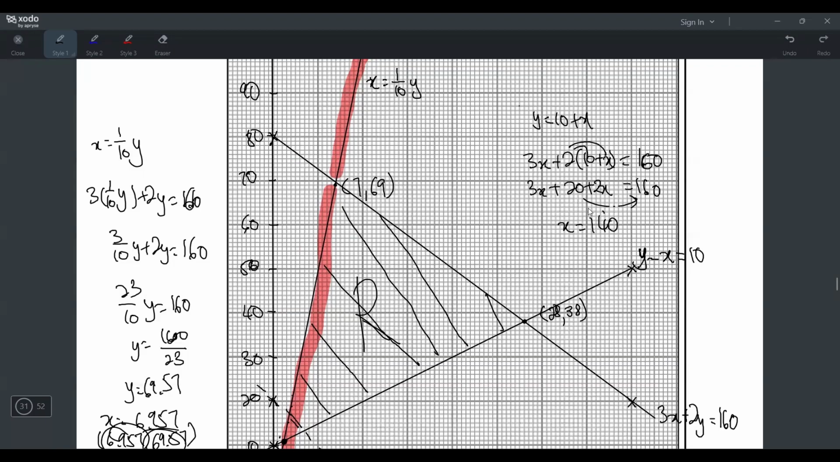Eh, betul lah. This one is 5x. 3 plus 2 is 5, right? And then 160, so 140 divided by 5. My calculator gives me 28, which is exactly what I wrote here. And then if I substitute inside here, it will be 10 plus 28, which is 38. So that means my answer is very accurate.